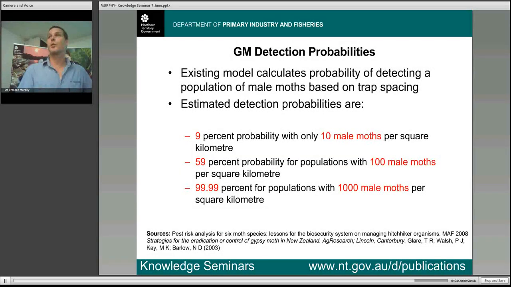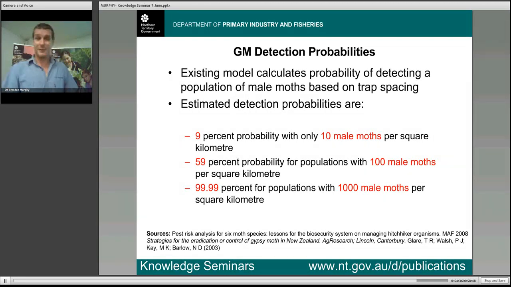Detection probabilities, fortunately for us, that model has been described a long time ago. And what it says here, with our trapping array, in any given area, we've got a 9% probability of detecting a population of 9 male moths. With 1,000 male moths, we're virtually guaranteed to make a detection.